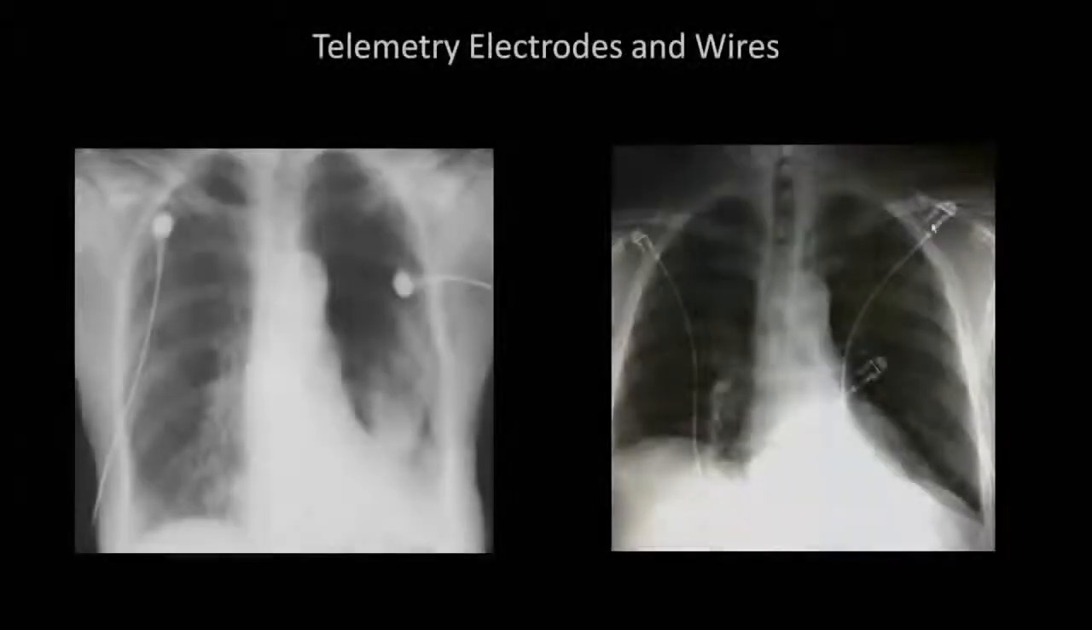And the last on the list of lines and tubes, although they aren't either, are two examples of telemetry electrodes and wires, which have a variety of appearances, but the identification of which is usually quite easy. I'll move on now to discuss some cardiac devices.